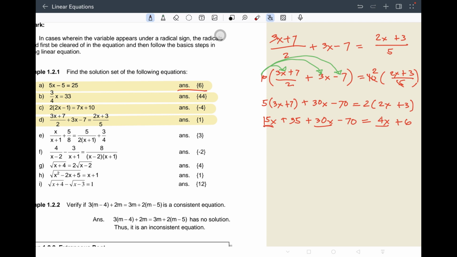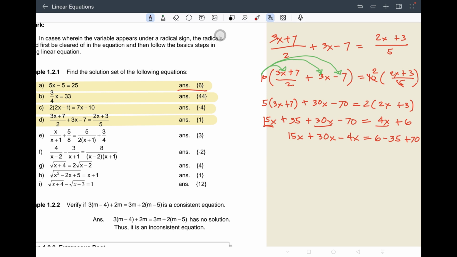So i-combine natin yan. On the left side of the equation, this will become 15x plus 30x. We transpose 4x from the right side to the left side. This will become minus 4x equals, so we also group the constants, 6, then transposing 35 to the left side, this will become minus 35, and minus 70 will become plus 70.